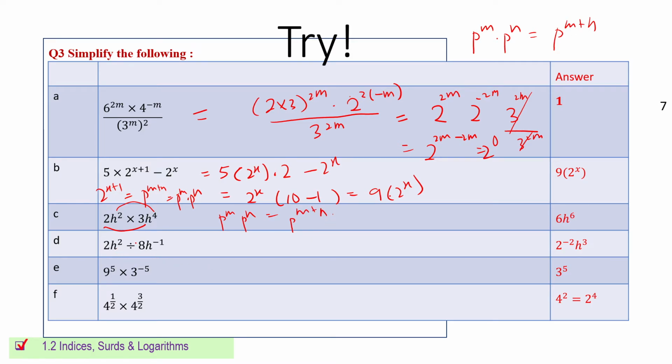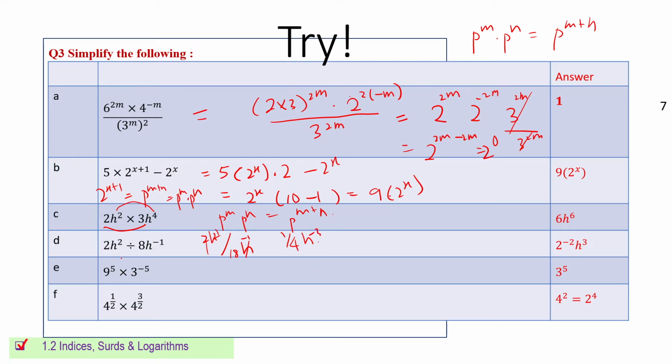Okay, so this one is divide. So you can rewrite as 2h squared divided by 8h. So you can simplify. So it's 1 over 4h. Okay, or you want to write it in this index form also can. Okay, oh sorry, this is minus 1, so this is minus 3.